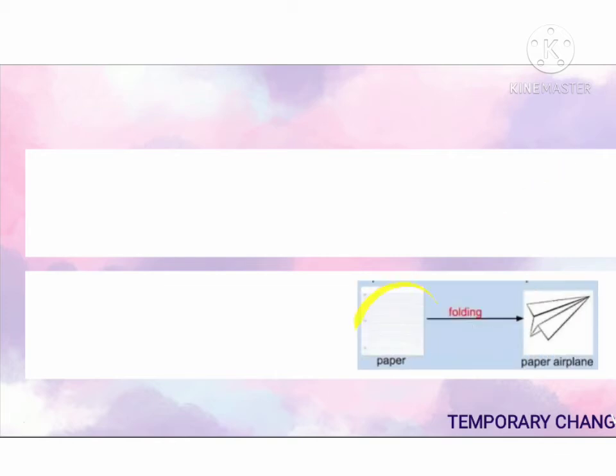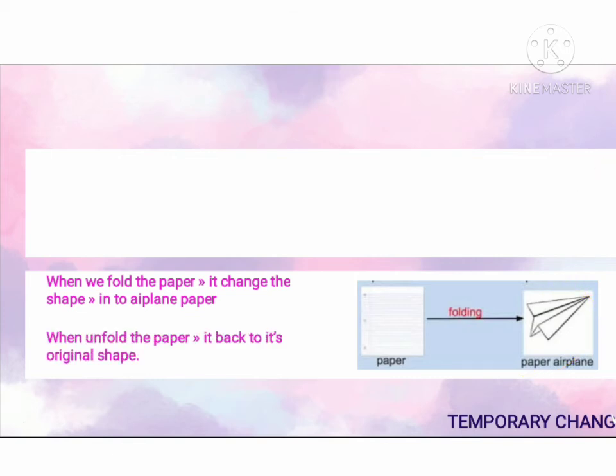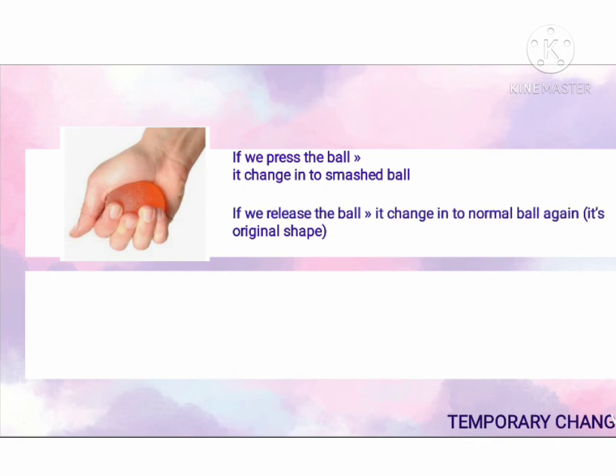And then when we have a paper and we fold it into a paper airplane, the shape changes into the paper airplane. But once we unfold the paper, it goes back into the original shape, which is flat. What about if we press the ball? It changes into a smashed ball shape. And then if we release the ball, it changes to the normal ball again. It's round.